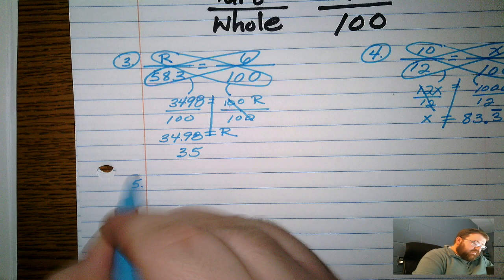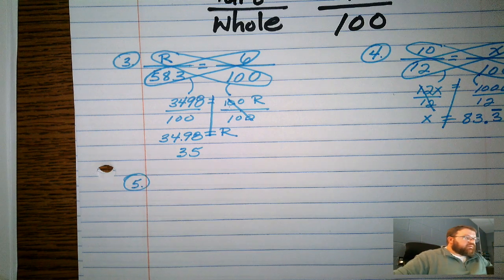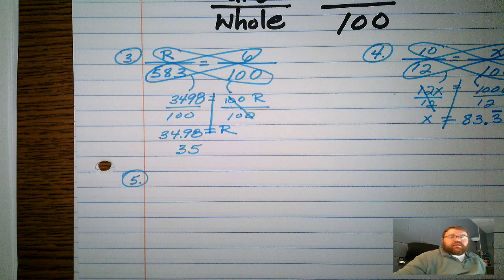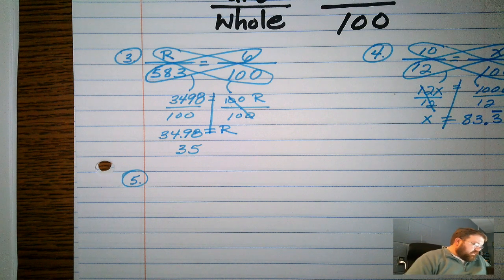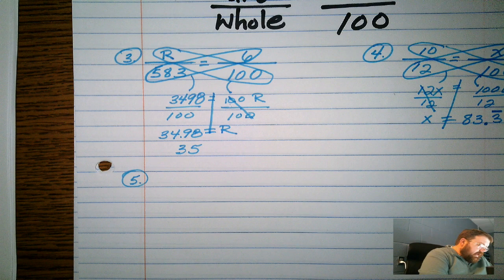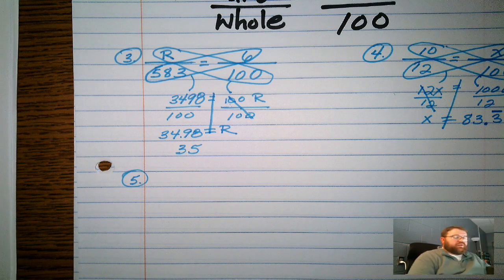Number 5. Number 5 says Mr. Hollins determines that he gives away $800 each month. If he gives away 16% of his budget, how much is his overall budget?